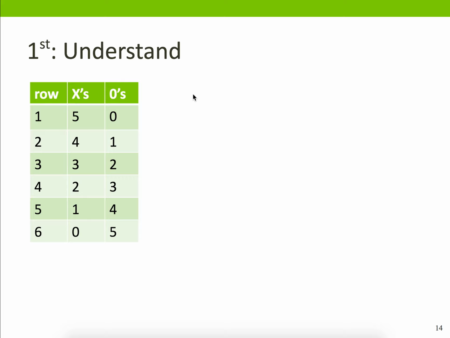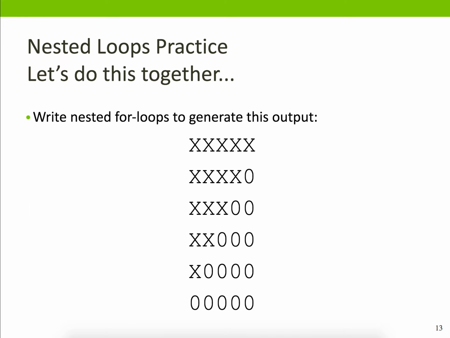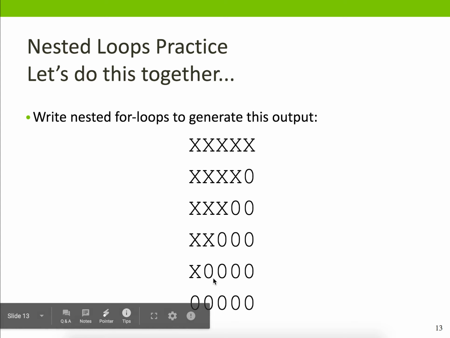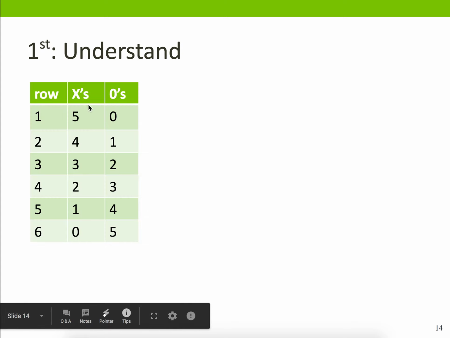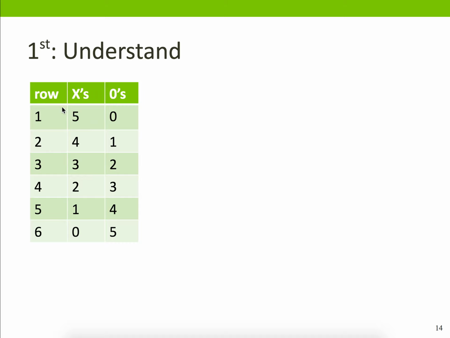So here we have an explicit way of showing what we're trying to draw. On our first row, we're trying to draw 5 x's and then no zeros. Then on our second row, we're going to do 4 x's and 1 zero, and then 3 x's, 2 zeros, and so on. These are the number of x's we draw. So if I go back to here, you can see I'm just counting up the number of x's per row. I have my rows, I have my x's, I have my zeros. That's what I'm doing. What's my next step?